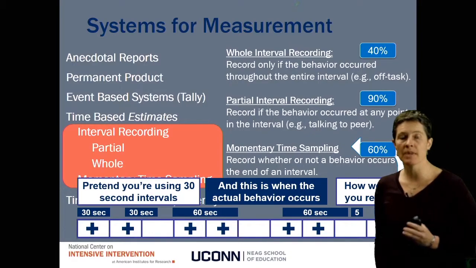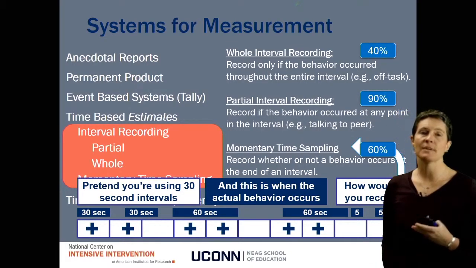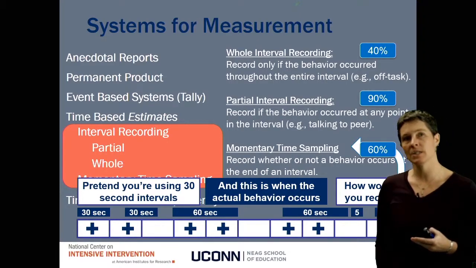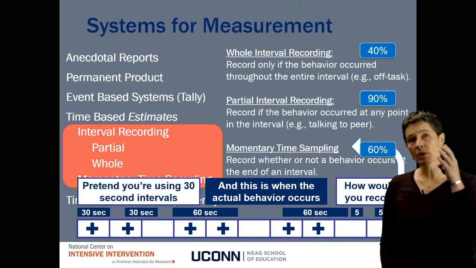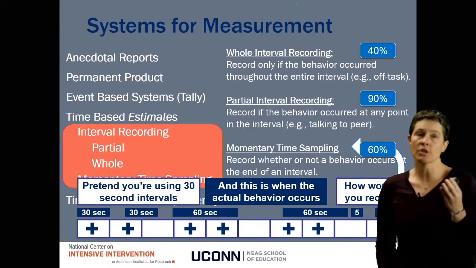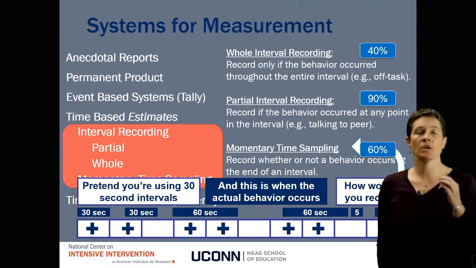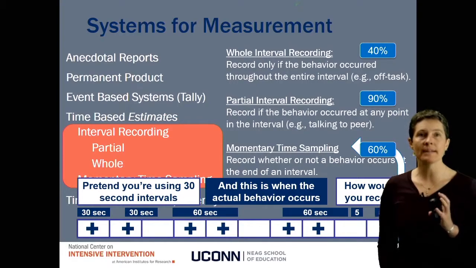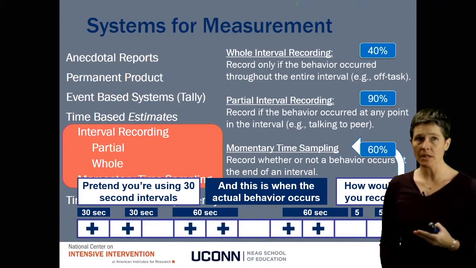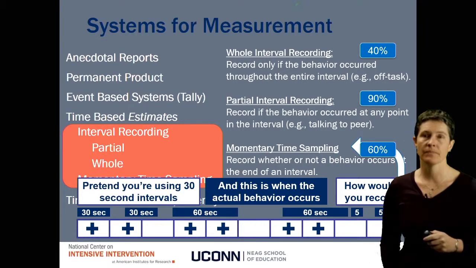So again, remember that practicality versus precision question? We really need to think about the type of strategy that we're using and determine how precise we need to be. Whole interval recording will tend to underestimate the occurrence of behavior, while partial interval recording, as you can see, tends to overestimate the occurrence of behavior. Momentary time sampling will likely come somewhere in the middle, but it really varies depending on your interval length. The real pro of that one is that it's just easier to use if you're trying to do other things.